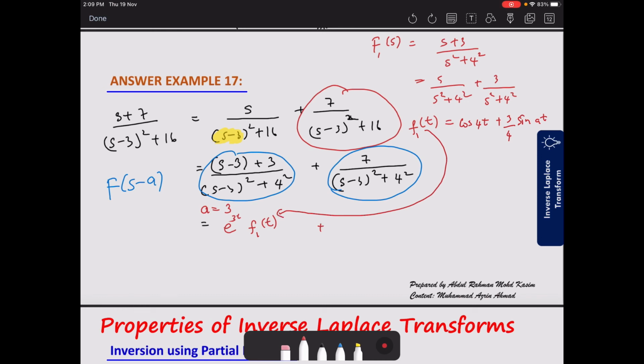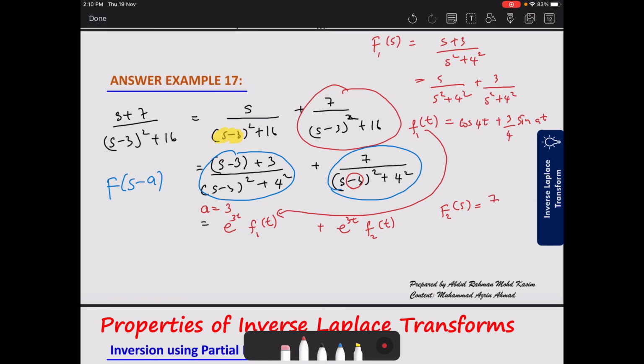And then for this one also you will have exponent 3t, because we have here your a is 3, and then your other ft. Your ft over here is coming from your fs. So what is your fs? Let me write it clearly with you. We have the number 7 over s squared plus 4 squared. So for this one, f2 of t is 7 over 4 sine at, similar, where your a here is 4. Remember you have 4 also over here.